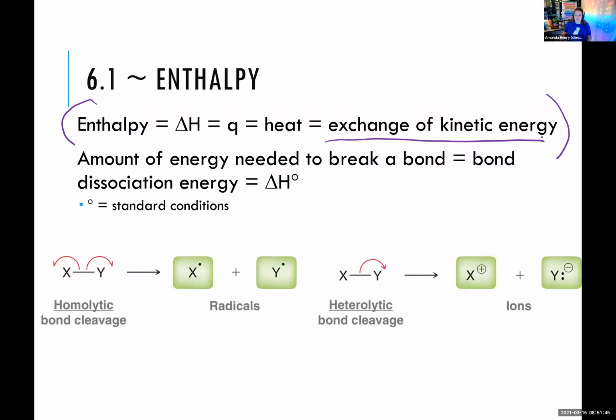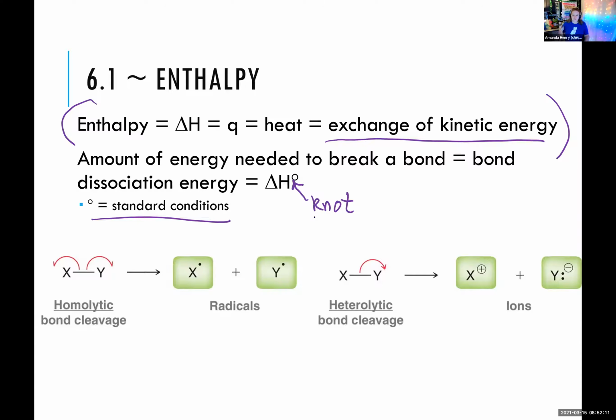Let me take a step back. In general chemistry, you learn how to calculate delta H all kinds of different ways. One of the ways is by calculating how much energy it takes to break a bond, and how much energy is released when bonds are formed. This is under standard conditions. Remember, that's what the little knot means, that we're under standard conditions.